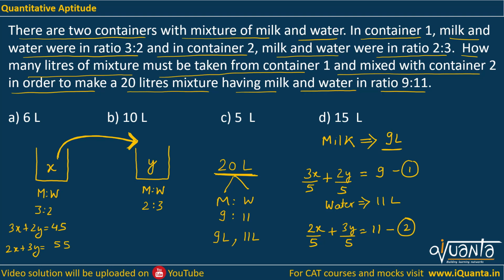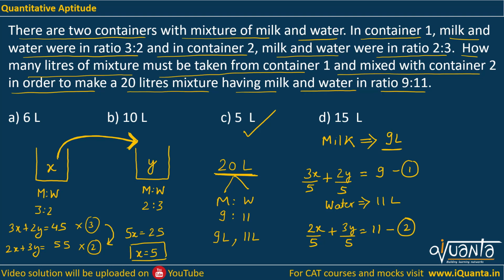Now since we are trying to calculate x, we'll eliminate the variable y. How to eliminate y? We'll multiply equation 1 by 3 and equation 2 by 2, and then from equation 1 we can subtract equation 2. So we'll be getting 5x equal to, on the RHS, 135 minus 110, which gives us 25. So x is equal to 5. So 5 liters will be the answer.